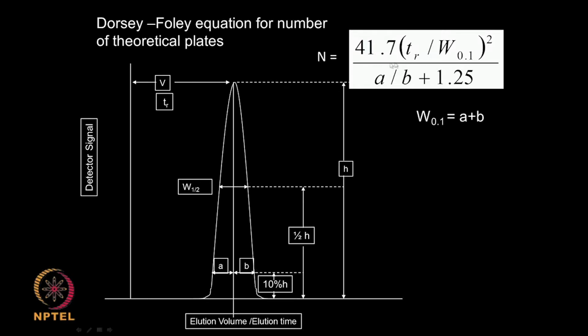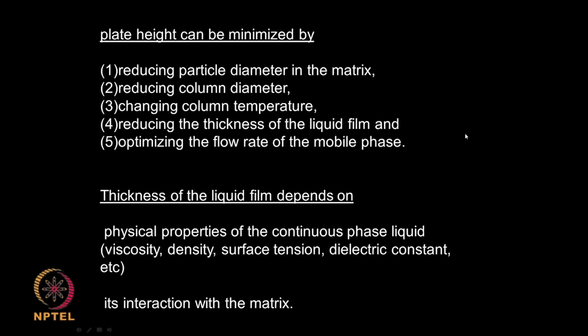So, if you have that, then we can get an equation for the number of theoretical plates: 41.7 Tr divided by W 0.1. Okay. It is not W half or W base, it is 0.1. That means the width at 10% of the height, okay, divided by A by B plus 1.25. Okay. So, there are different ways by which one can calculate the number of theoretical plates using width at the base or width at the 10% of the height, or width at half the height and so on.